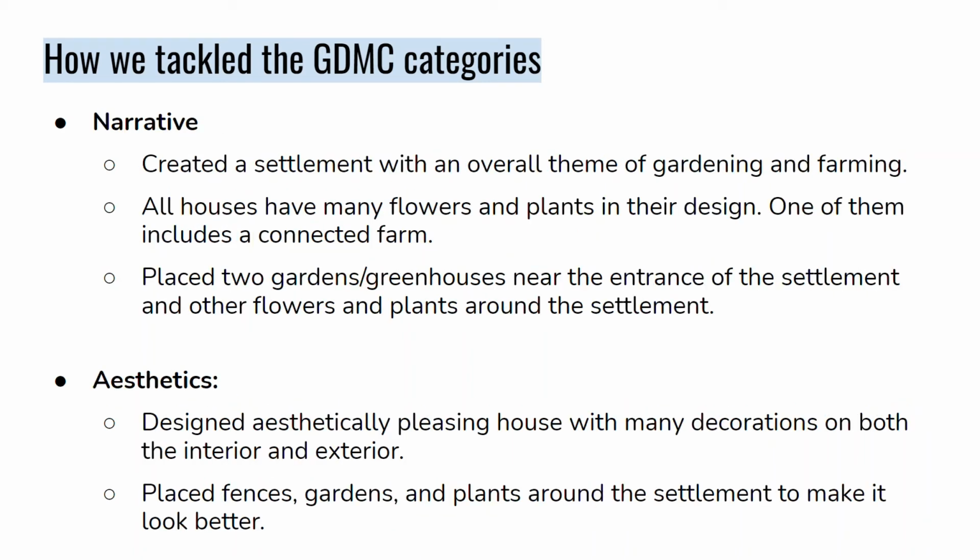Narrative. We created a settlement with an overall theme of gardening and farming. All the houses have many flowers and plants in their design, and one of them has a connected farm. We placed gardens and greenhouses near the entrance of the settlement to have other flowers and plants around.